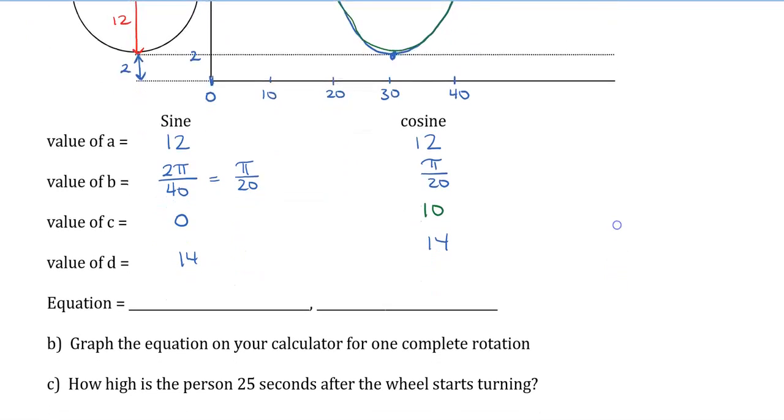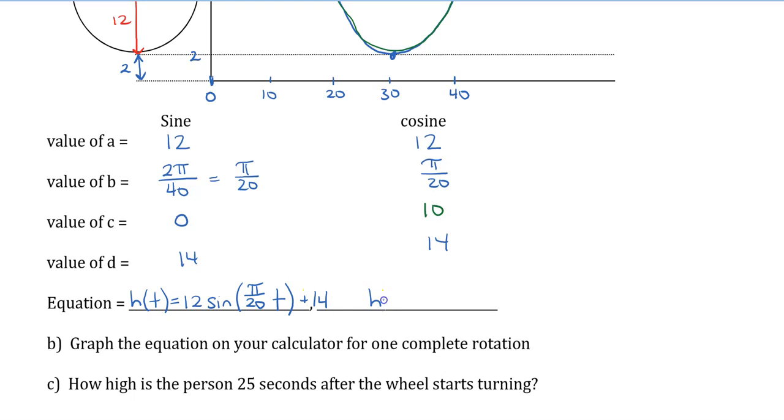So from here, I can write my equation, and because we're talking about height and time, I'm going to use h of t. So height is dependent on the time, so we have 12 sine, my b value is pi over 20, and I can put t, because there's no phase shift. I can actually open a bracket minus 0, but I don't need to. And then I'm going to put plus 14.